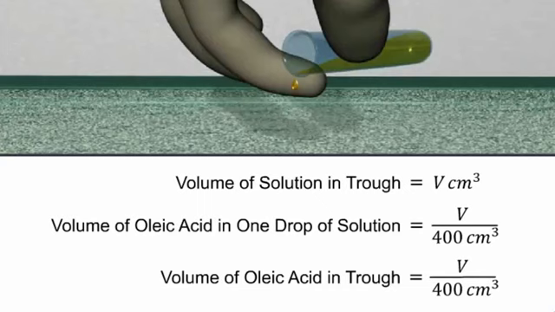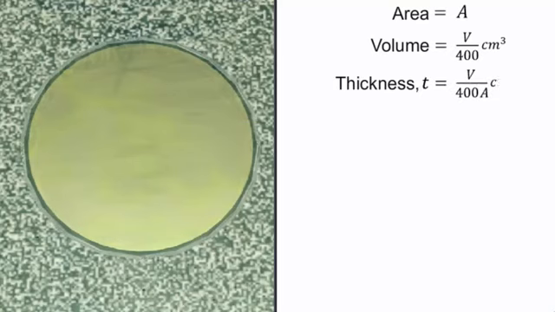Now that we have the area and volume of the thin circular film, we can get its thickness, T, as the ratio of volume to area. T is equal to V/400A centimeter. If we assume that the film is monomolecular, as the concentration is very low, the thickness of the film becomes the size of a molecule of oleic acid.